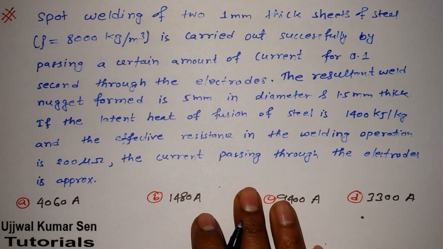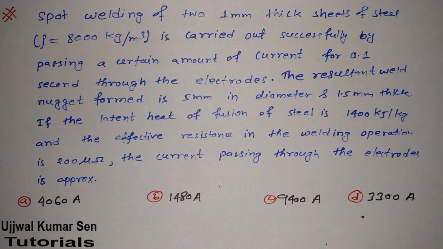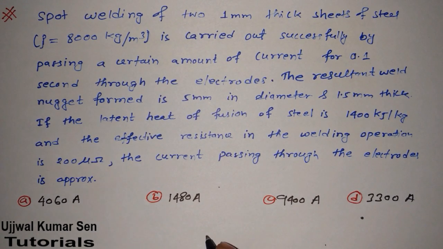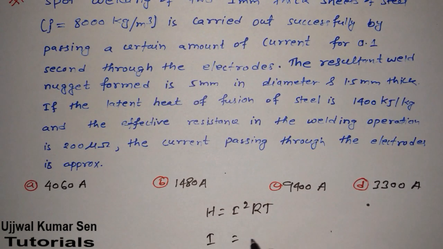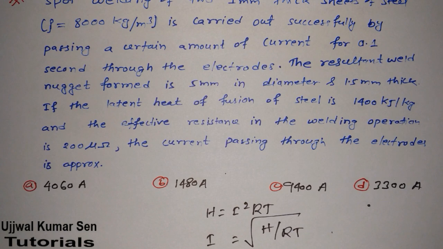You can read the question by pausing the video. In this question, we have to find the current passing through the electrodes. For finding this, the formula is H is equal to I square RT, so I is equal to the root of H by RT. We need to find H, we need R, and we need T. Once we have all these values, job done. We don't need to get tension, right? So this is the way to find it.